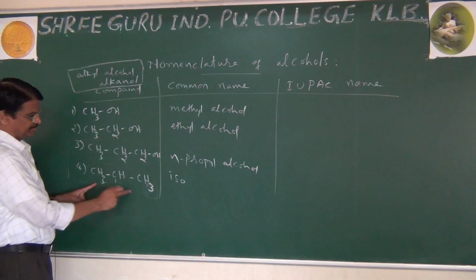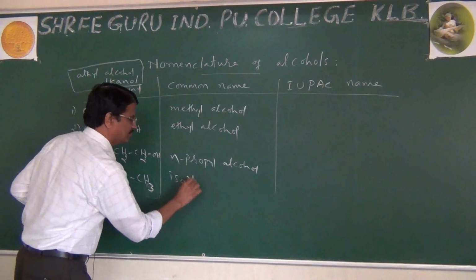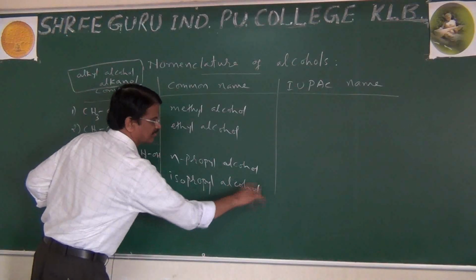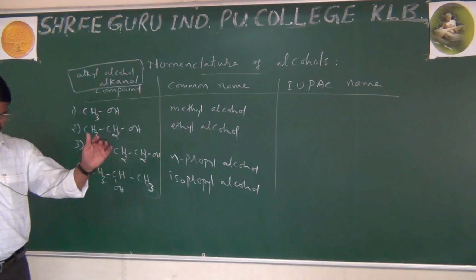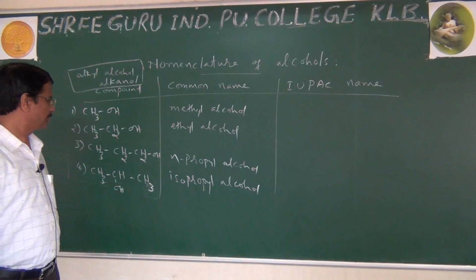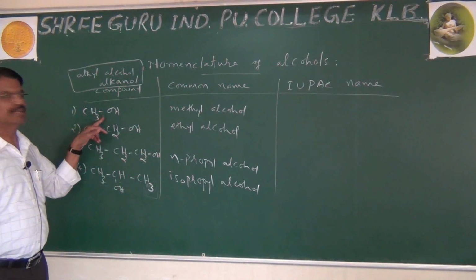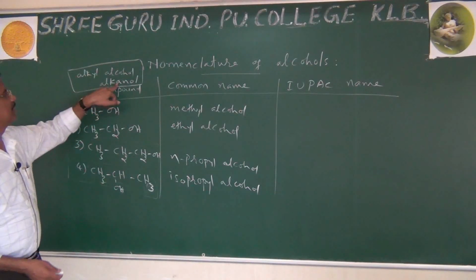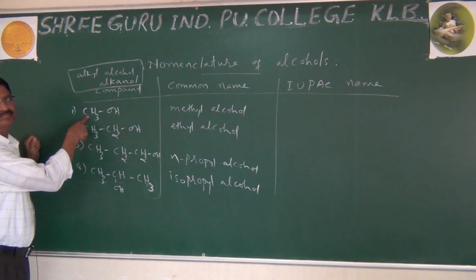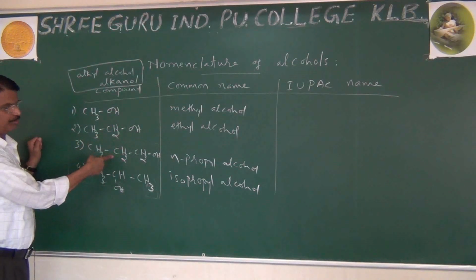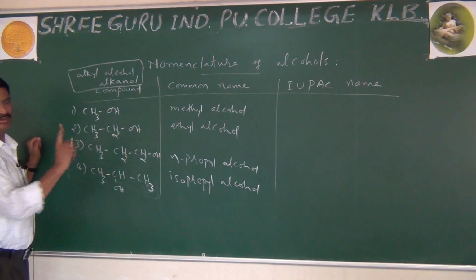And the second, isopropyl alcohol, N-propyl alcohol, isopropyl alcohol. Yes, these are common names of simple alcohols. Then IUPAC names as alkanols. Yes, number of carbon here: 1 methane, methanol; ethane, ethanol; propane, propanol.